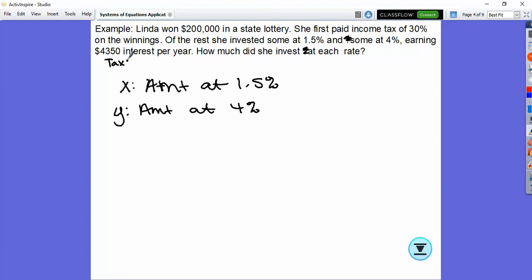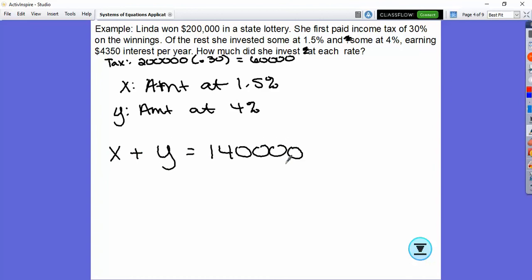Okay. So to find our tax, 200,000 times 0.3. And that gives us 60,000. So she actually had to pay $60,000 in taxes. So how much did she get to invest? 140,000. So that's our first equation. The x plus y is 140,000.